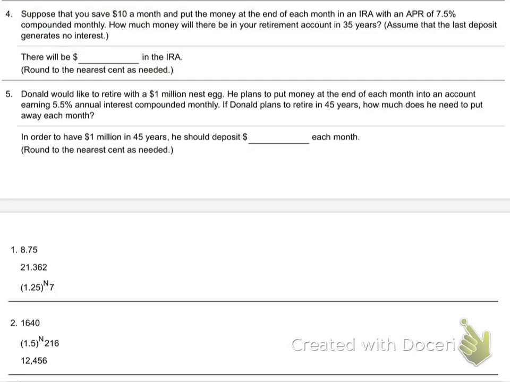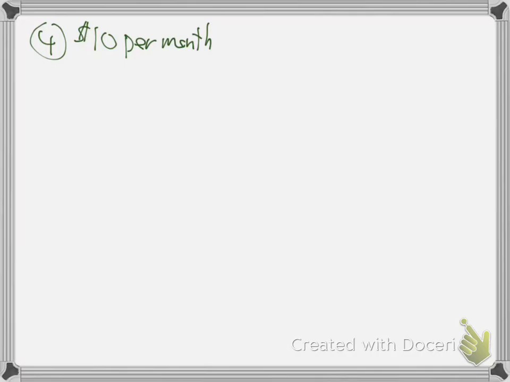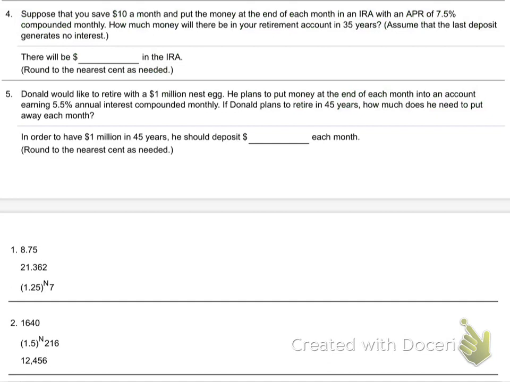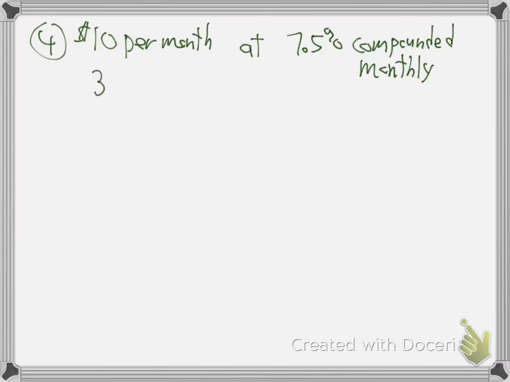So $10 per month. And what else did it say? 7.5% compounded monthly, I think it said. How much in 35 years? 35 years later. All right. So we're going to need to do the future value.